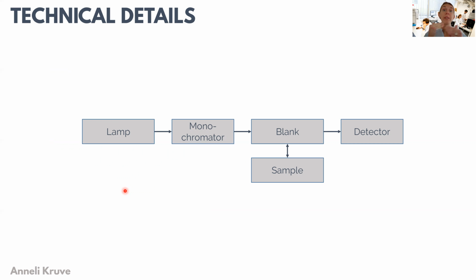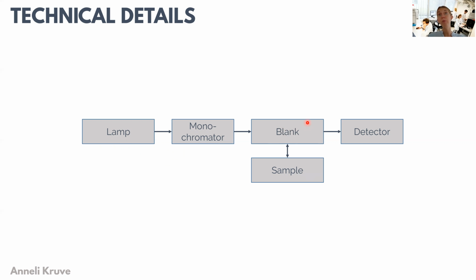Let's now look a bit deeper into the instrumentation that can be used in ultraviolet visible spectroscopy. A very generic scheme of this instrumentation consists of a light source, a lamp, for example, a monochromator that is used to select the wavelength at which we want to do our measurements, a cuvette holder where we can switch between a sample and a blank, and a detector which then registers the light that is coming from the lamp, either through the blank. This is our reference beam.